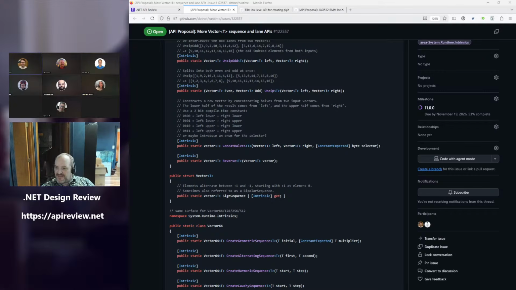And then we don't actually use the word concatenate in the BCL. We use concat. Thank goodness we defied our design guidelines on that one.